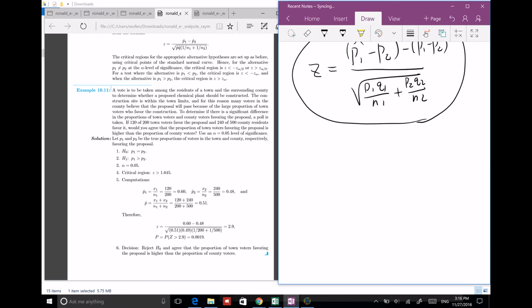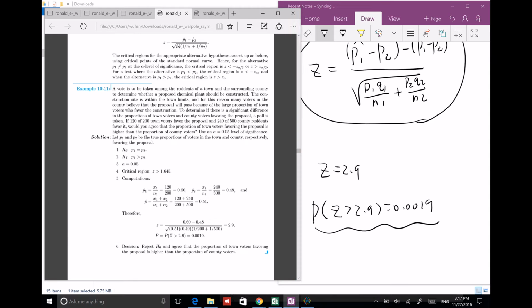In the homework, I'll introduce how to use StatCrunch to do the problem as well. I don't think it's really hard. You just plug the values into the formula and find the z-score. Once you find z equals 2.9, you use the table to find that z bigger than 2.9 is very small, 0.0019, and p is small, p is low, and the null hypothesis must go, reject the null hypothesis.